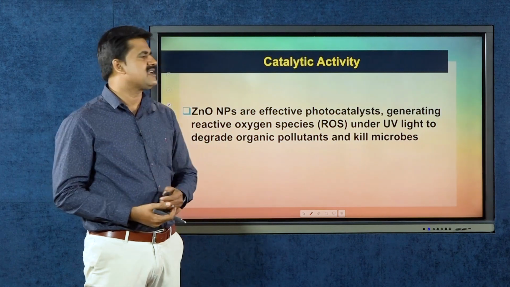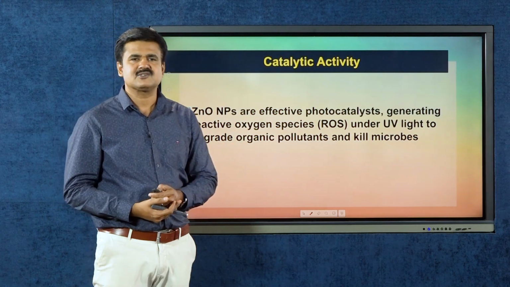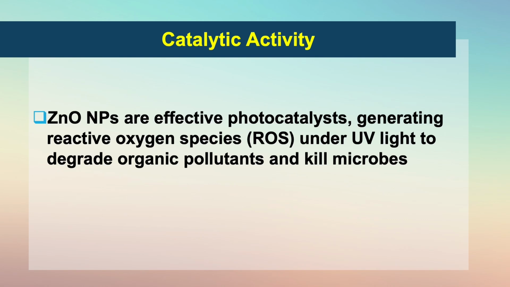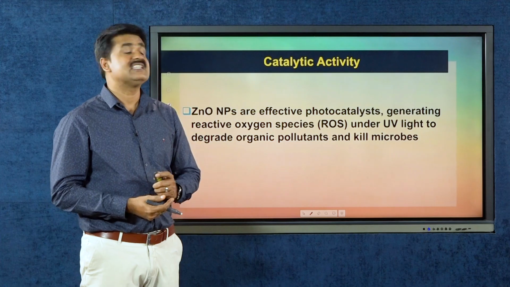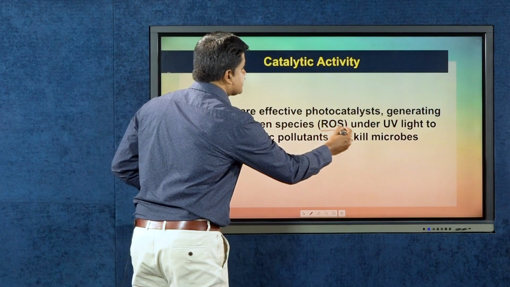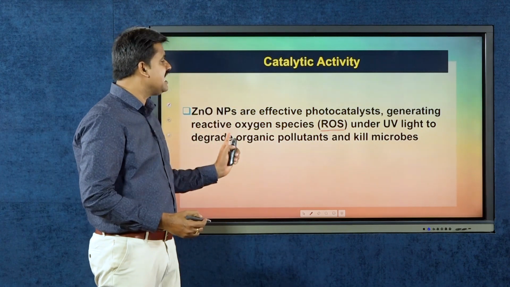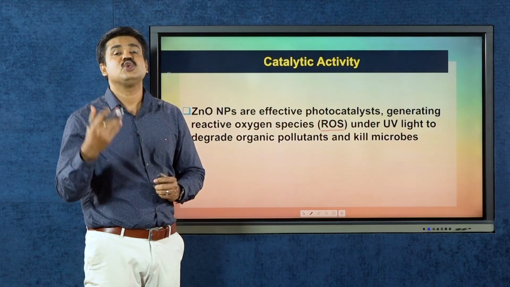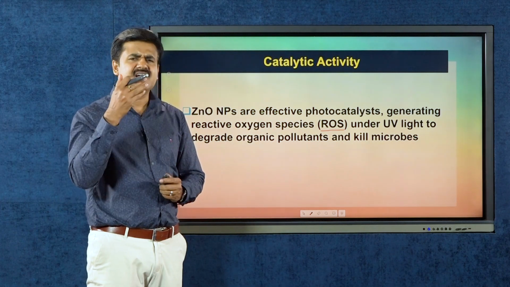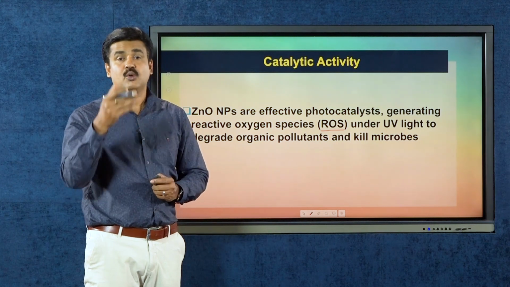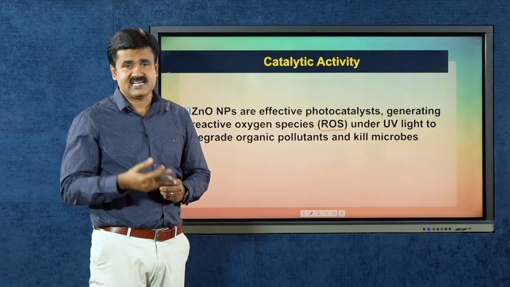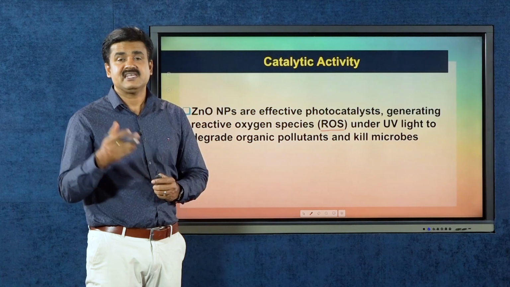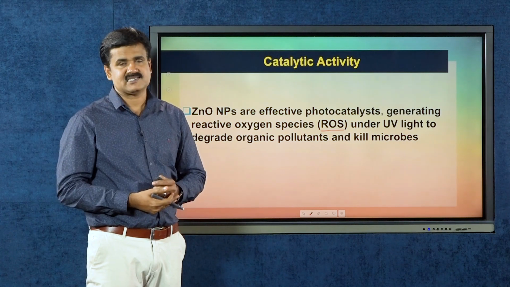Zinc oxide nanoparticles exhibit catalytic activity also. They are useful in photocatalysis, and in photocatalysis they are highly useful because they help in the generation of ROS, that is nothing but reactive oxygen species, when irradiated under UV light. This is highly useful in removing organic pollutants like organic dyes and is also useful in killing microbes.